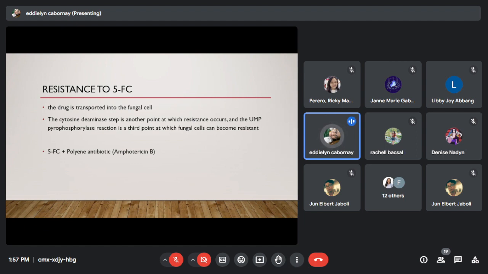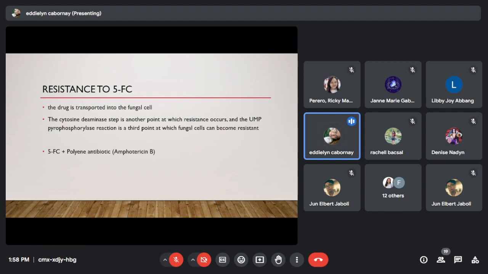So, how do we counter resistance and have prolonged efficacy of flucytosine? The drug is combined with a polyene antibiotic which is amphotericin B. So, what does the amphotericin B do, or why is it combined with flucytosine? Because the antibiotic, which is the amphotericin B, creates holes in the fungal cell membrane, so that the 5-fluorocytosine can enter smoothly. Okay? And allowing 5-fluorocytosine to enter to have its antifungal properties.